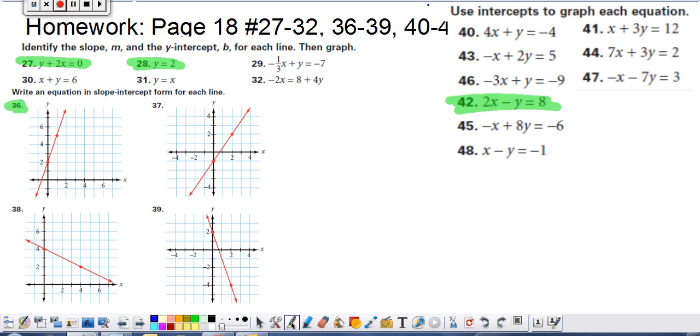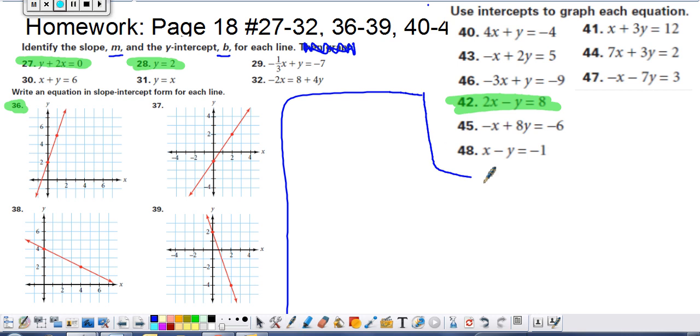For 27, the question first asks you to find the slope, the y-intercept, and then graph. Now remember, I already told you guys that you don't have to graph these because I'm not giving you graph paper. But let's take a look at actually number 27. I'm going to draw this out here. I'll write in black pen too.